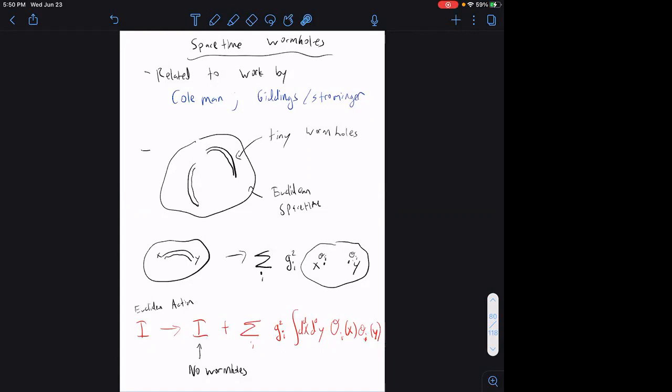I have a question, sorry. This extra term involving the two operators, is this the same as the double trace deformation that I've heard about, which involves traversable wormholes?